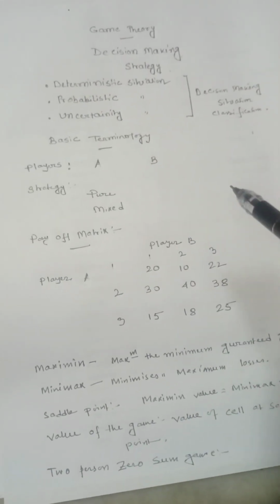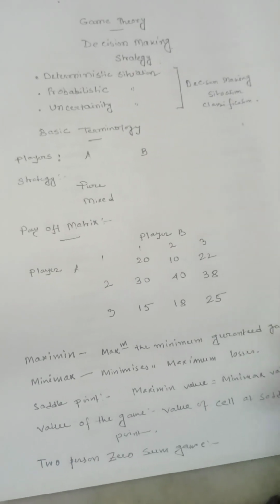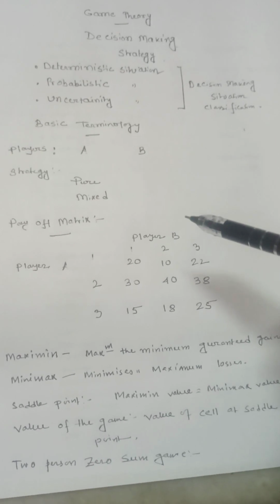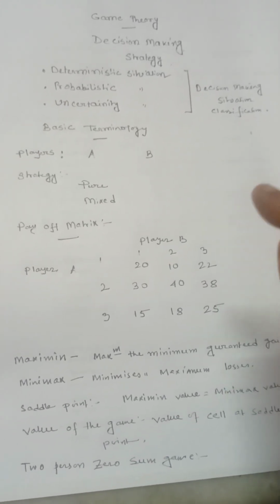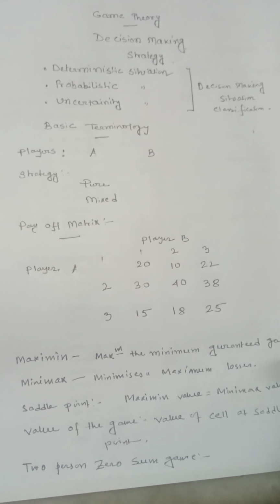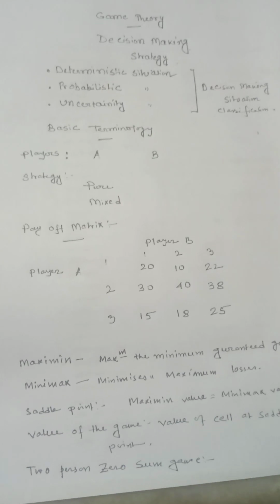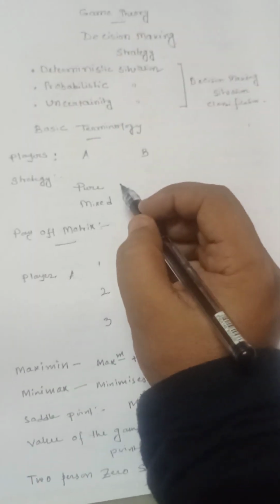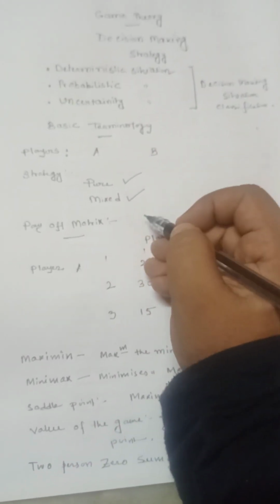Now I am going to explain the basic terminology which you very often require during game theory. One is players. Most often, whatever you face in game theory, there are two players. One is called A, another is called B. It may be two companies as well sometimes. Coming to strategy, there are two strategies. One is called pure strategy, another is called mixed strategy.